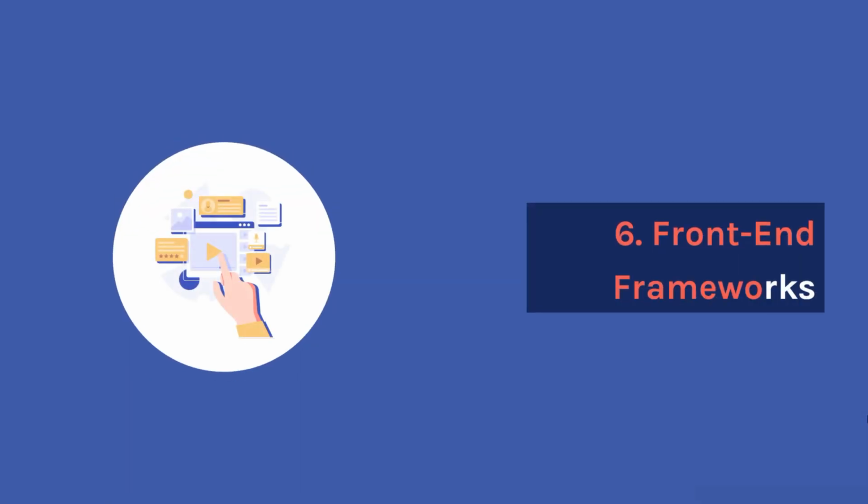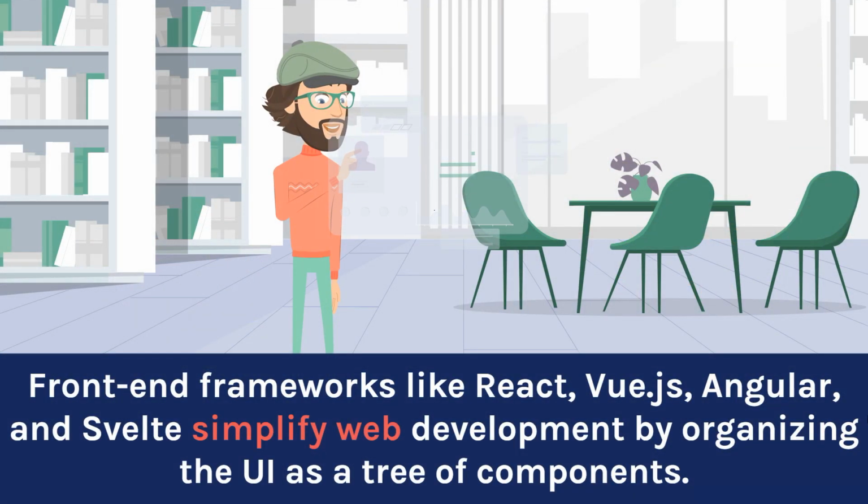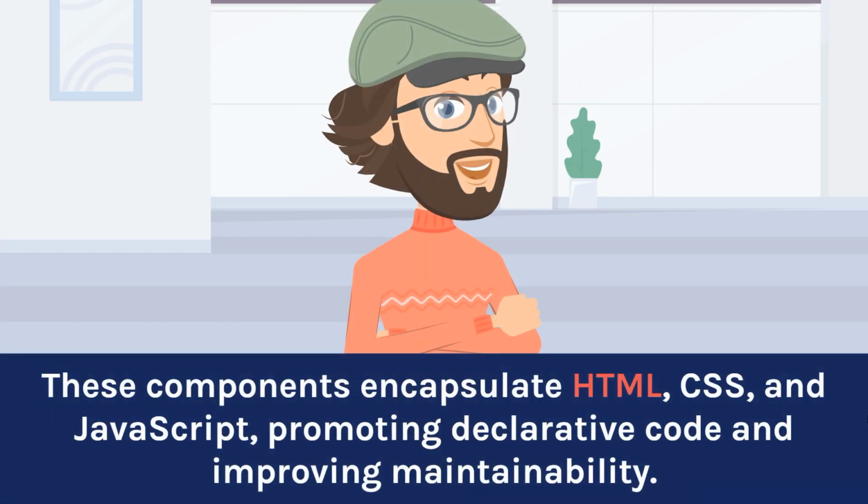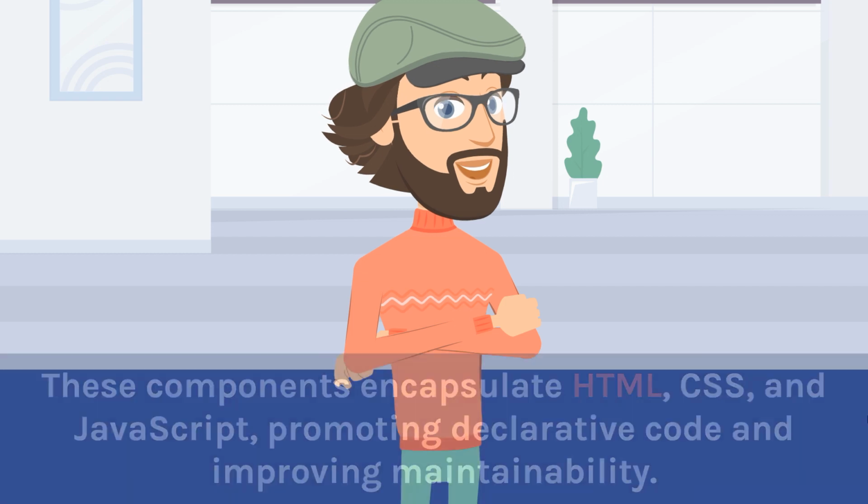Number 6. Front-end frameworks. Front-end frameworks like React, Vue.js, Angular, and Svelte simplify web development by organizing the UI as a tree of components. These components encapsulate HTML, CSS, and JavaScript, promoting declarative code and improving maintainability.